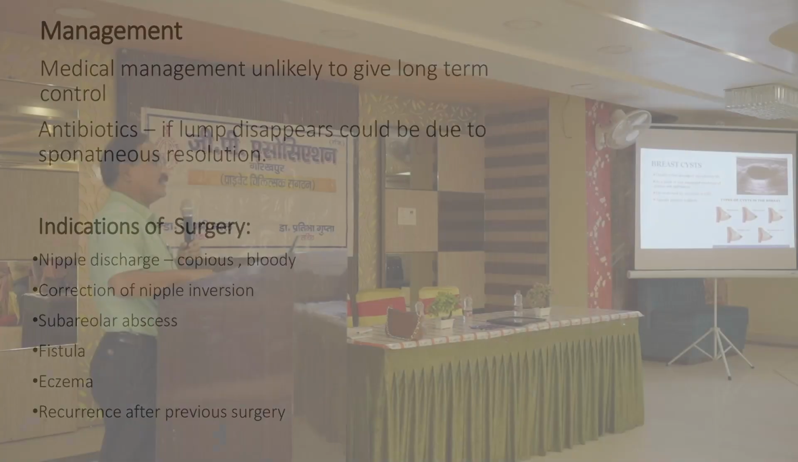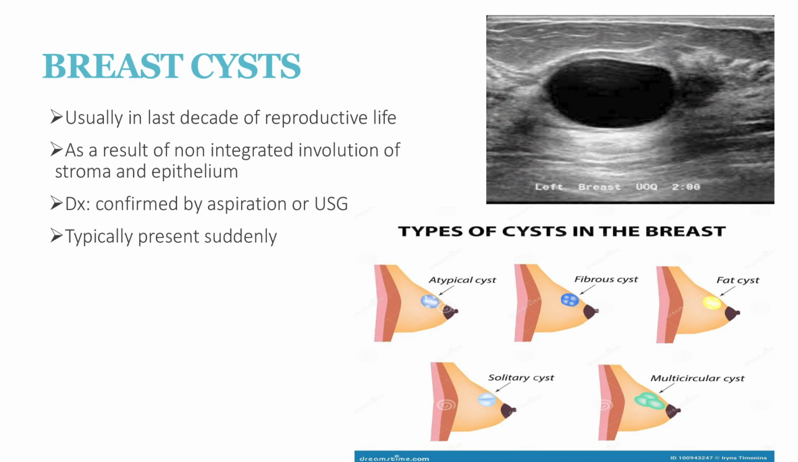A few words about the breast cyst. You usually come across it in the last decade of reproductive life. It is a result of non-integrated involution of the stroma and epithelium. Diagnosis is made by ultrasound or by aspiration. You can see in the ultrasound how it looks, the cyst with clear, hypoechoic fluid.